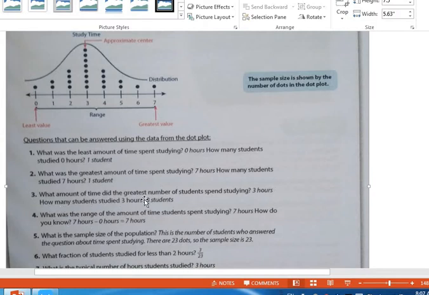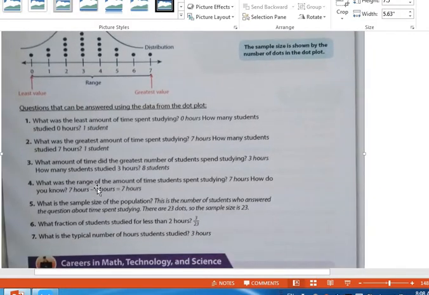What amount of time did the greatest number of students spend studying? The greatest number here of students. Yes, these dots show the number of students. Let's count. 1, 2, 3, 4, 5, 6, 7, and 8. 8 students here. They studied about how many hours? 3 hours.